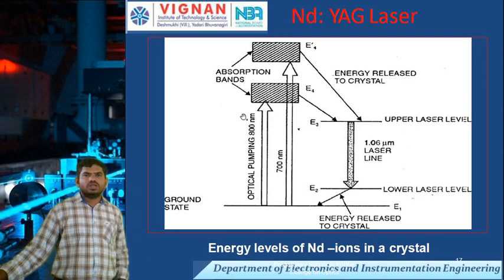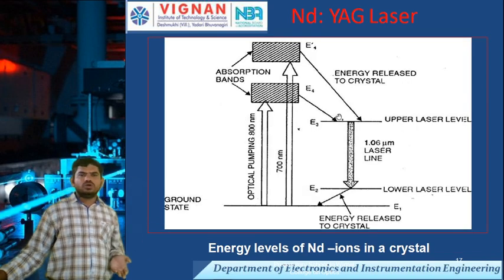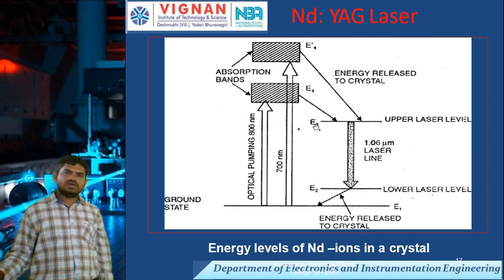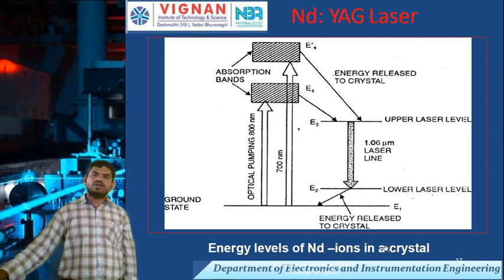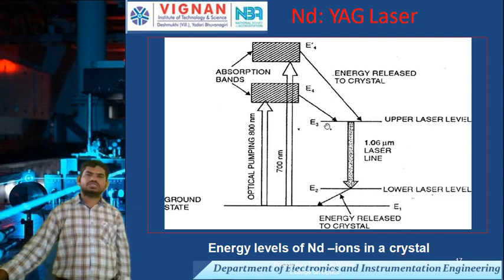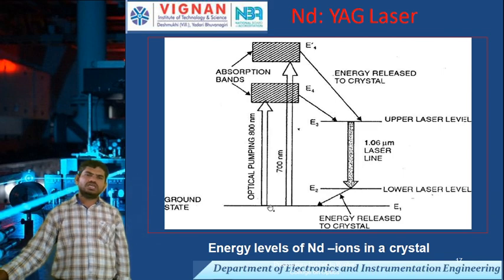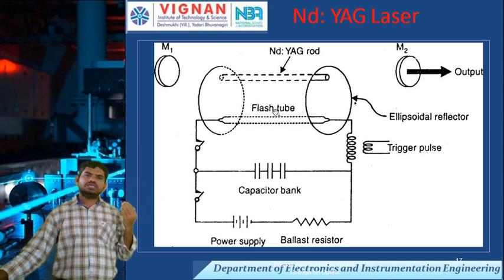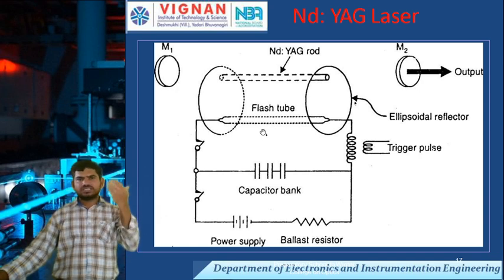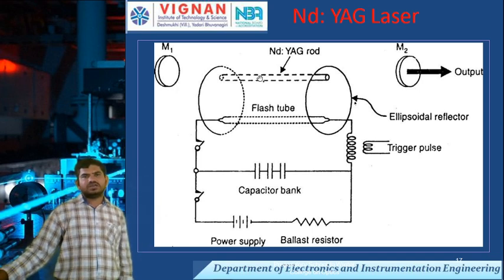Getting some output. Now, this is how the energy levels of Nd ions in a particular crystal work. First of all, when the flash light is there, due to the flash lighting, the Nd ions move from one end to the other end of this rod.